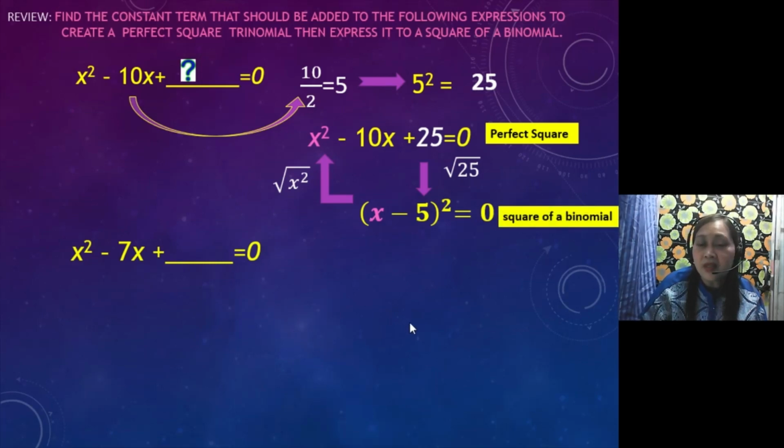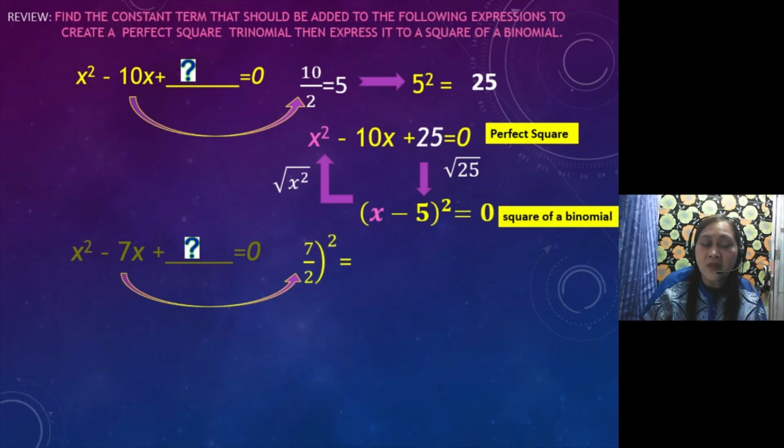How about in our second example? x squared minus 7x plus blank is equal to 0. So, what we're going to do is find the coefficient of x, which is 7, and we will divide it by 2. Since it is a fraction, if you divide this, it gives you an improper fraction. So there's no need for you to change this into an improper fraction.